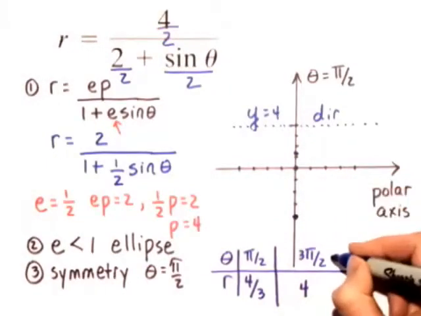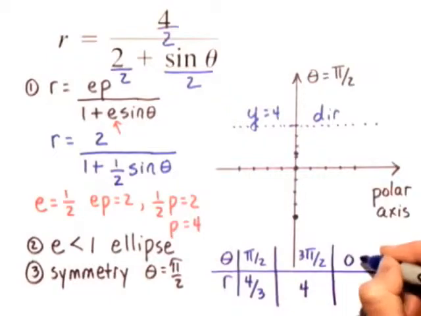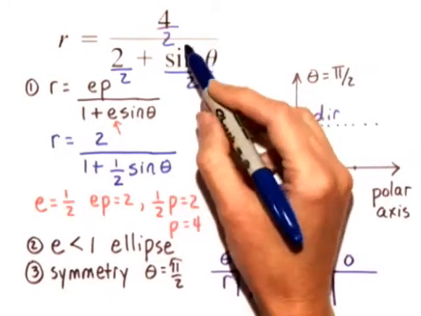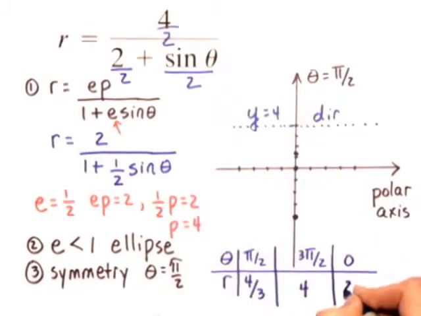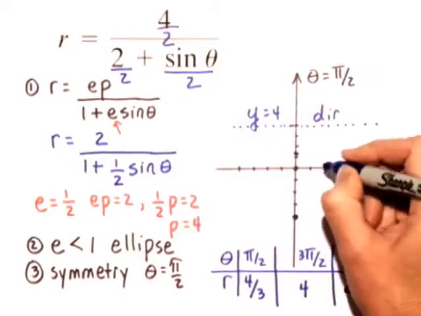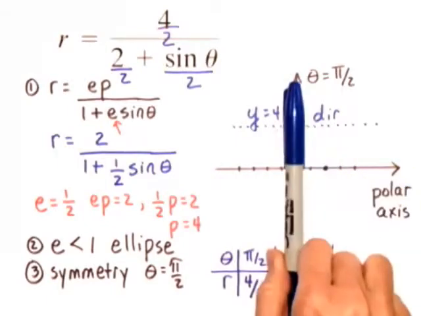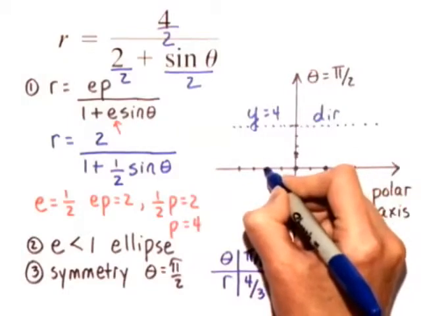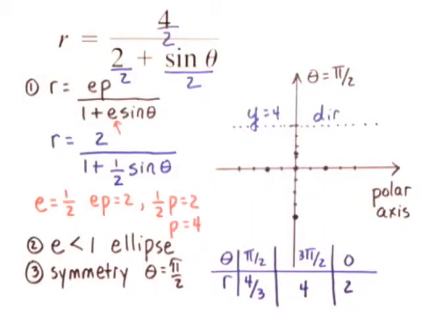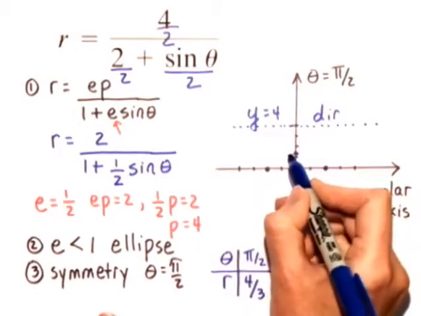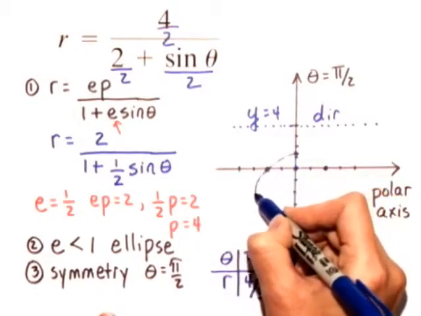Let's also let theta equal 0. When theta equals 0, sine of 0 is just 0, so 4 over 2 just gives us 2. So we have the point 2, 0, and by symmetry, remember, this line theta equals pi over 2 is our line of symmetry, so we have the point on the opposite side of that as well. And now we can draw a sketch of our ellipse.